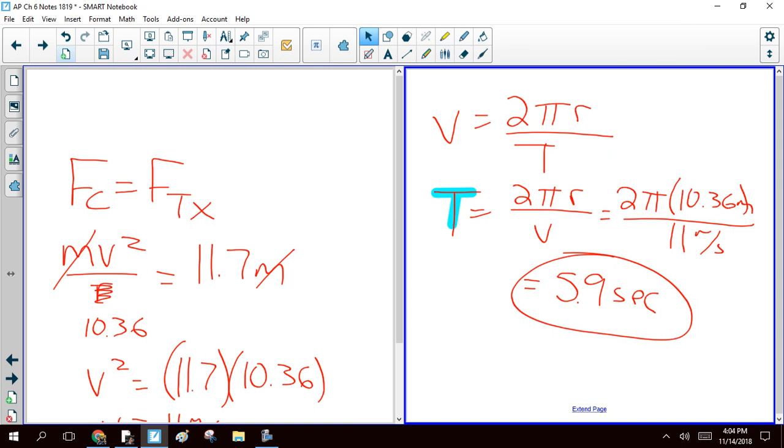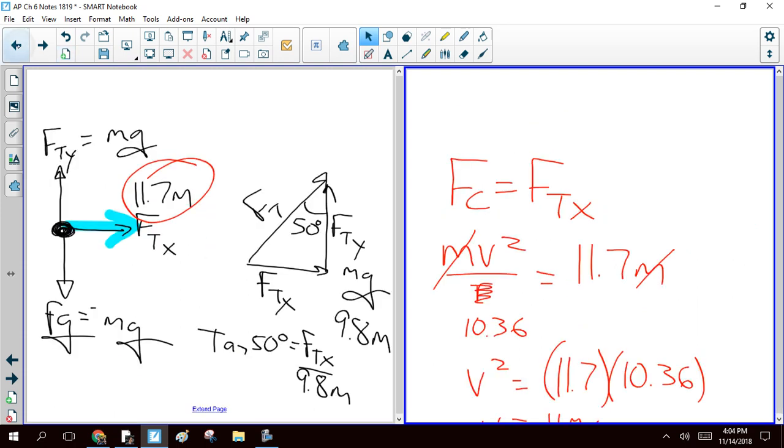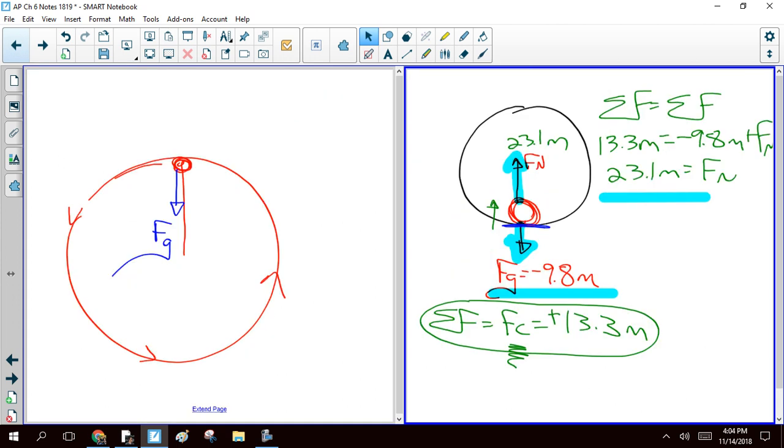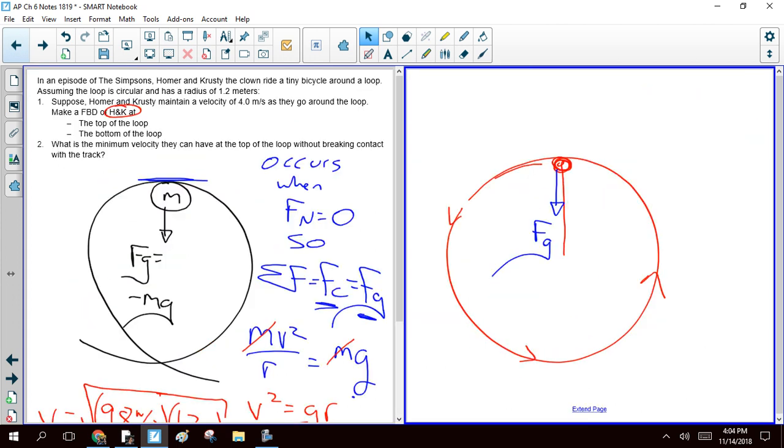All right. So the things that are new are we're going to have more forces at angles than we had in the past. And the big thing is these guys. This Krusty the Clown example is really the big deal, okay? Because you can certainly have more than one force responsible for your centripetal force.